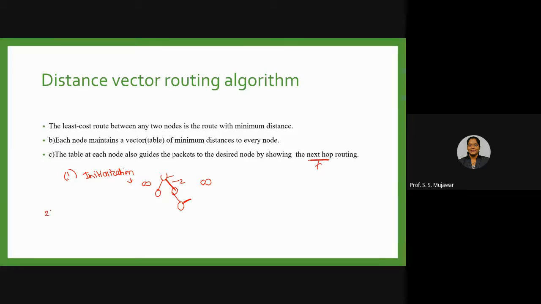Okay, the second step is the sharing step. Sharing step means the neighbors share their routing tables. Here, in the initialization step, we have three columns available. One is to which node we need to visit, then the cost required to visit that node, and through which node we will be visiting it. That is the third column available in the initialization step.